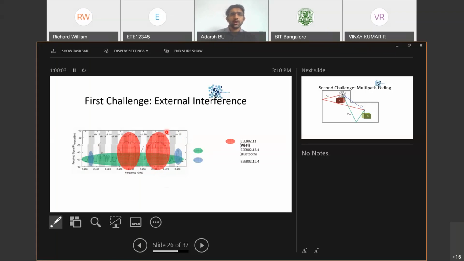This is one of the major challenges in IoT, and we are not done with this challenge. We have another one. Even if we don't have any of these other devices, we are facing another challenge called multipath fading.